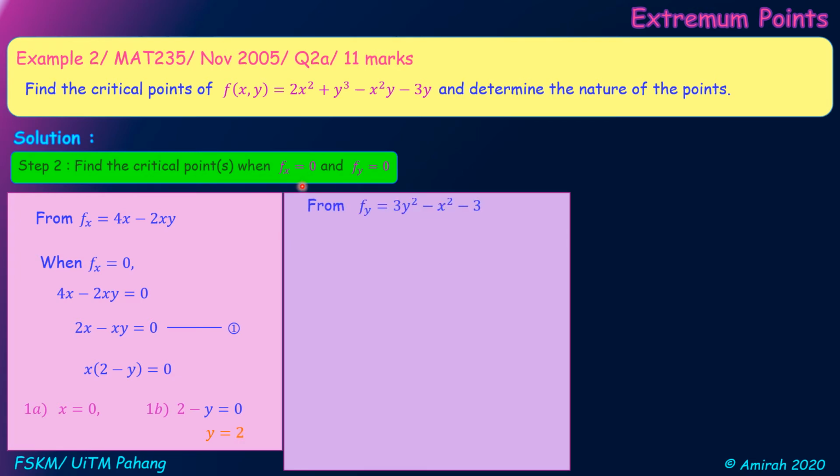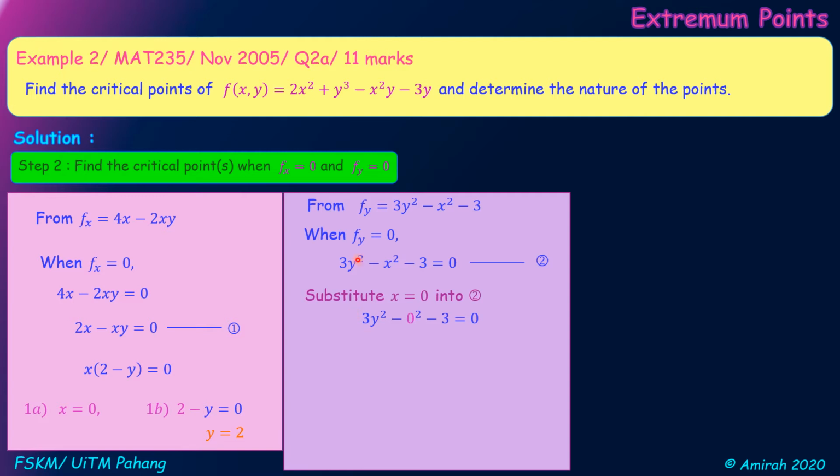And then we equate fy equals to 0. So from fy equals to 3y squared minus x squared minus 3, when fy equals to 0, so 3y squared minus x squared minus 3 equals to 0. Then we can name it as equation 2. After that, we substitute x equals to 0 from here into equation 2. We just substitute the value of x. We substitute the value of y later. Now we substitute the value of x first.